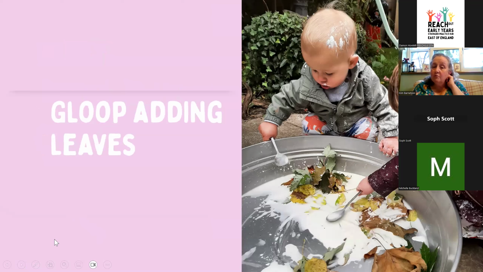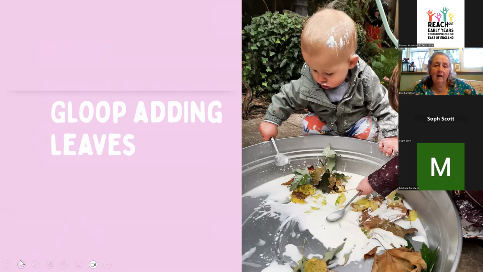So here's the glue. The children had just collected these leaves in the park. This was last autumn. And they were, as you can see, spooning up the glue and trickling it all over the place. Let's have a look. Old CDs, oh, that's a good idea. Hang on, let's have a look.